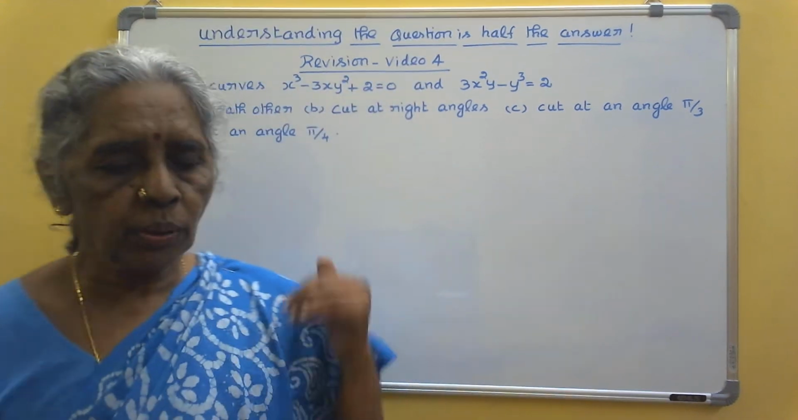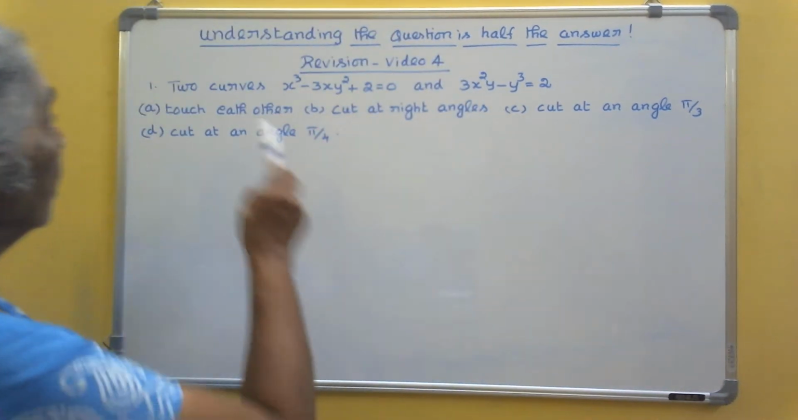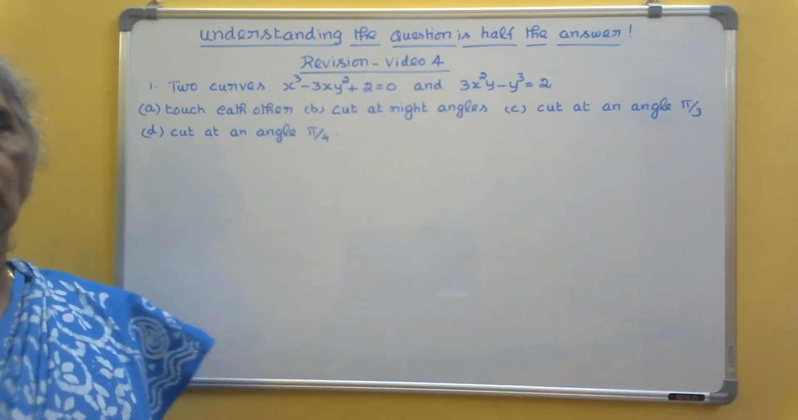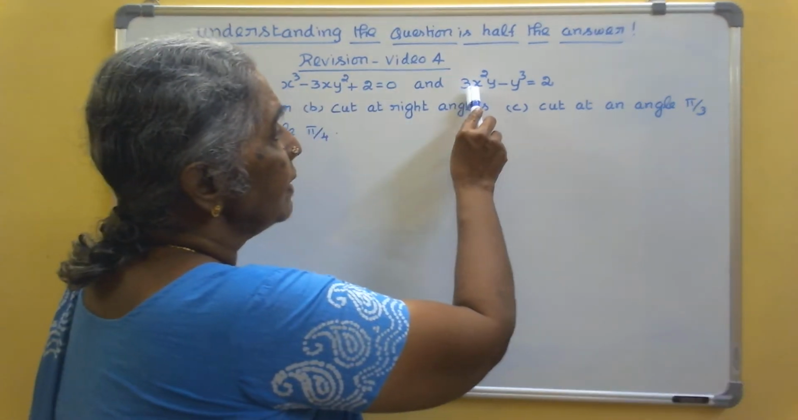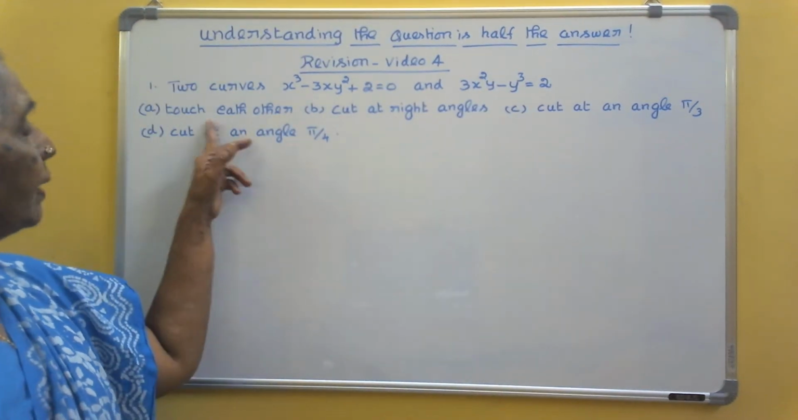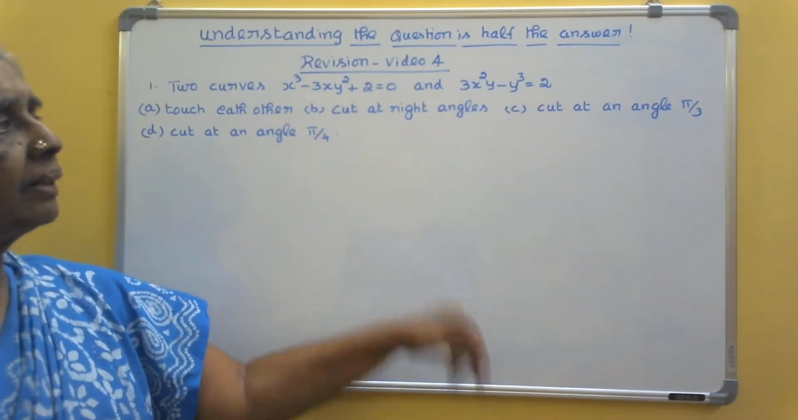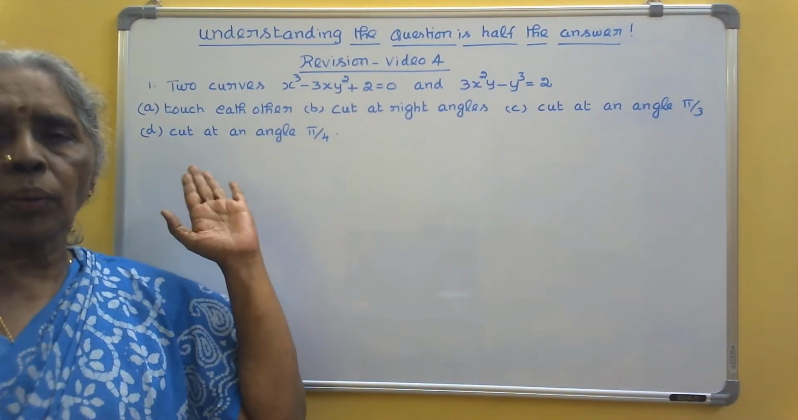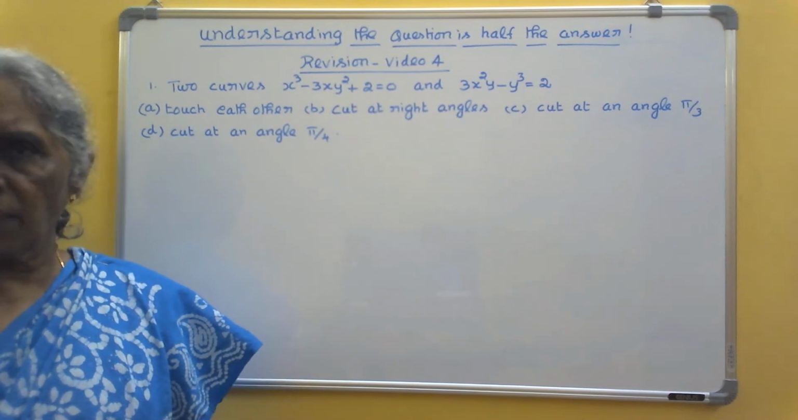So now let us move on to the first sum. Two curves: x cube minus 3xy square plus 2 is equal to 0. Another curve is 3x squared y minus y cube is equal to 2. Whether they touch each other, cut at right angles, cut at an angle pi by 3, or cut at an angle pi by 4. Those are the 4 options given.